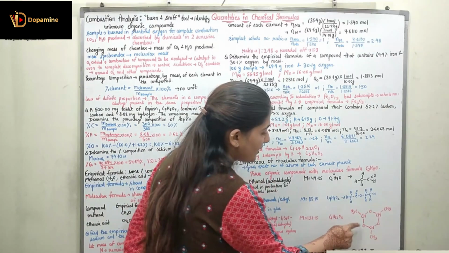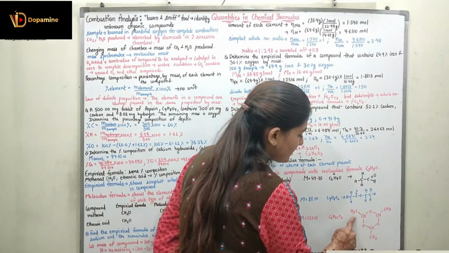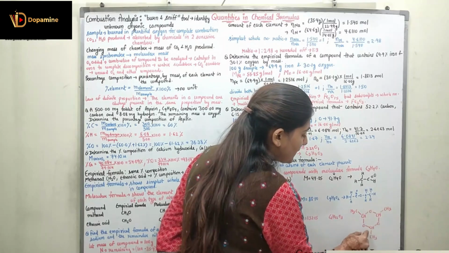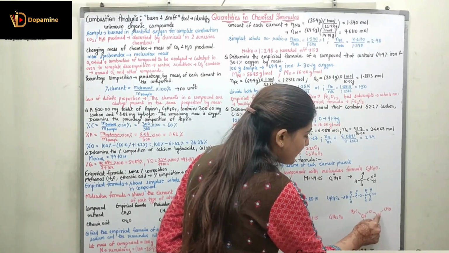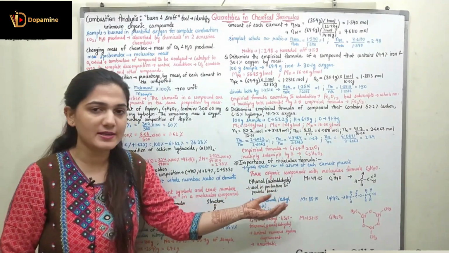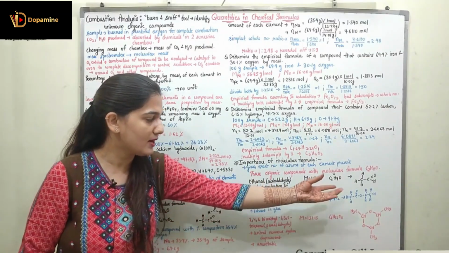The structural formula is like this. It is a ring structure with 3 methyl groups connected to 3 carbon atoms, and all of them are connected through oxygen atoms. So you can see all of them have different properties, different uses, different molecular formulas and different molar masses as well.